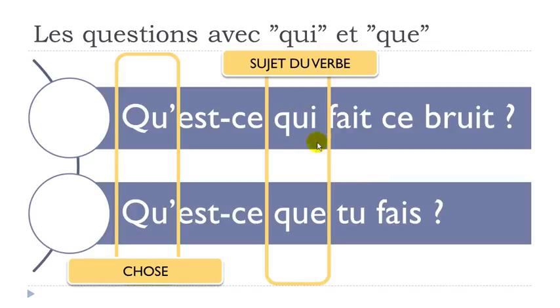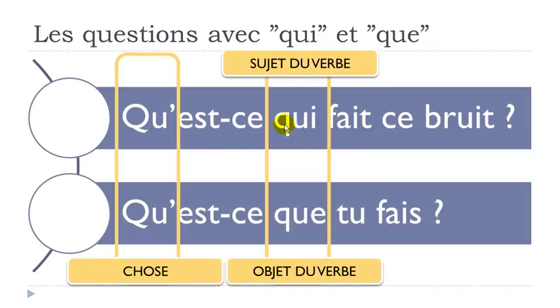So you will use qui here just because you want the information regarding the subject of the verb. You've got the verb here, to do, okay? And then here you put this que just because you want to have the answer with the object of the verb, okay? You've got the verb here, faire, to do, same verb, but then you've got the subject, tu fais, you do. Okay, so the first question, qu'est-ce qui fait ce bruit?